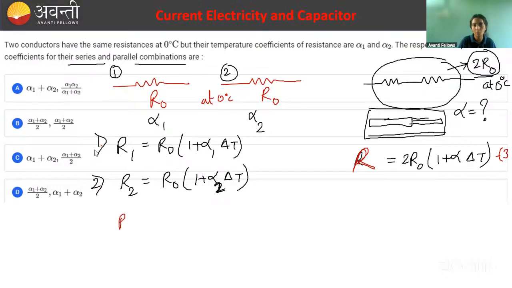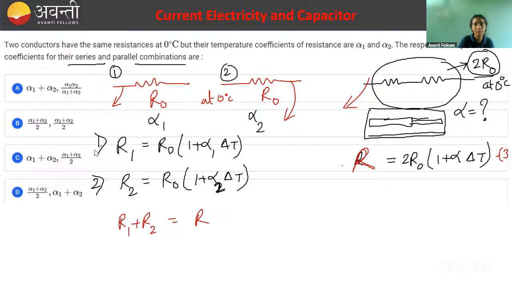You already know R1 plus R2 is equal to R, right? Because we have joined them to form a combined conductor having resistance 2R naught. We have joined them in series, simple. So R1 plus R2 will be equal to R. Done? Because at temperature T, it has a resistance R1. At temperature T, it has a resistance R2. At temperature T, it has a resistance R. So clearly R is equal to R1 plus R2.